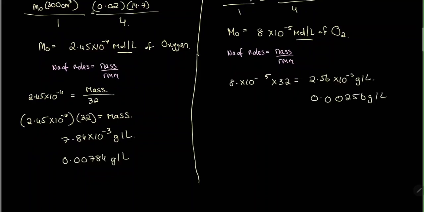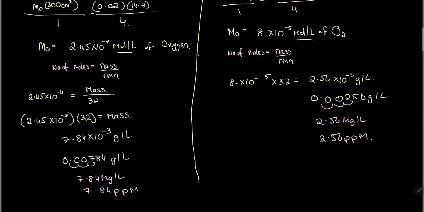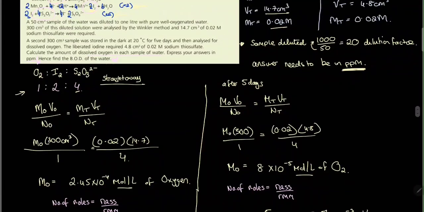Okay, I'm just going to pause and fill out the other side. So I've that done now for both of them. I've got them all converted to grams per litre. And I'm just going to do it to milligrams now. So you take 3 steps back. So 7.84 milligrams per litre, which converts straight to parts per million. So 7.84 parts per million. 2.56 milligrams per litre, or 2.56 parts per million. So now I've that part done. Calculate the amount of oxygen dissolved in each sample, express your answers in parts per million. Hence find the B.O.D of the water.